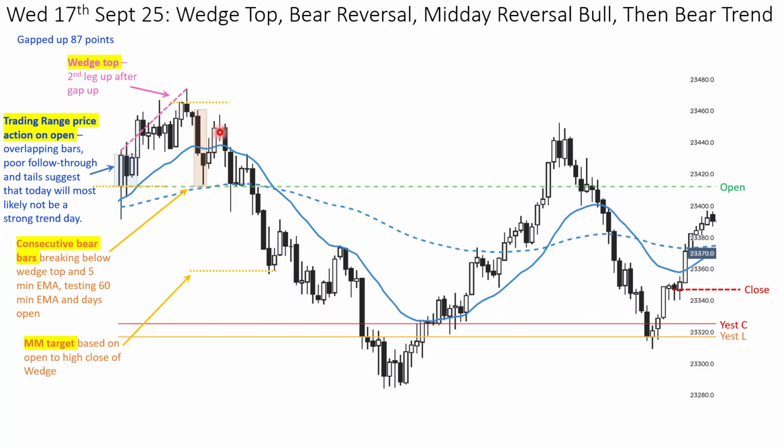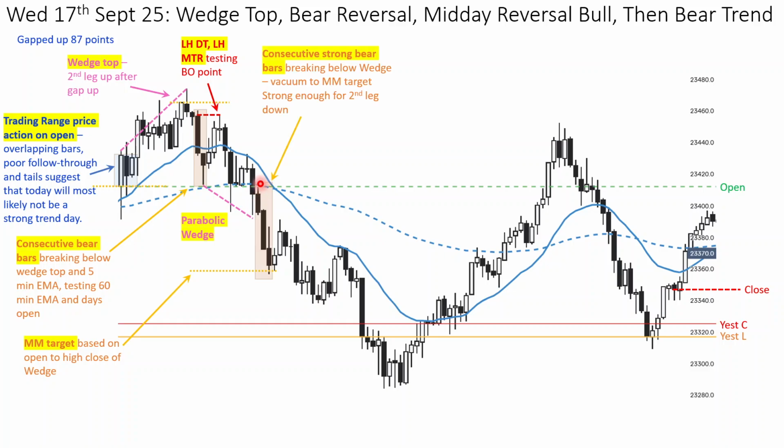There was a small pullback testing the breakout point, forming a lower high double top and lower high major trend reversal, which then formed another couple of legs down, forming a parabolic wedge, which was finally broken out below by these consecutive strong bear bars, which were vacuumed down to the measured move target.